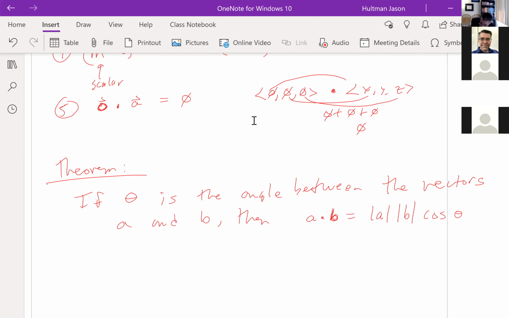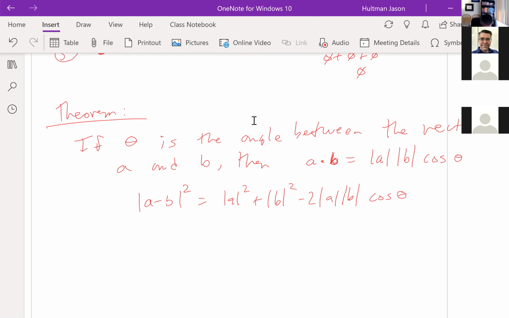The proof of this comes from the law of cosines. I'm not going to get into a lot of that here. But the law of cosines says the magnitude of A minus B squared is equal to the magnitude of A squared plus the magnitude of B squared minus 2 times the magnitude of A times the magnitude of B times the cosine of theta.